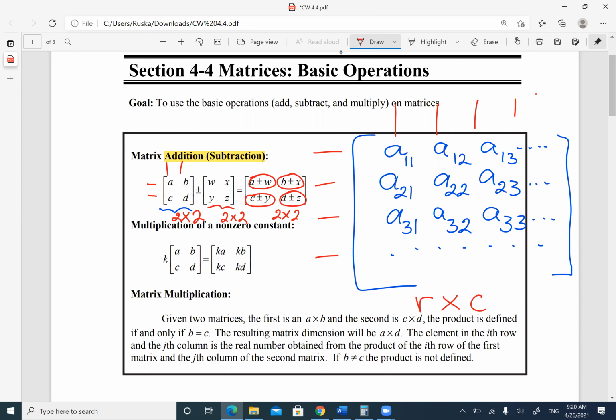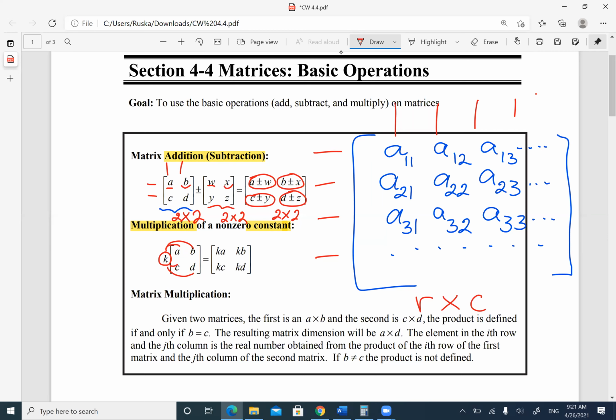So if you add or subtract, this is how the operation goes. You add A plus W, element by element. And then you add B plus X, and then you do the second row. So you're just adding them. So that's it. Now the operation of multiplication by a constant: when you multiply the number K by the matrix, you technically multiply each of the numbers by K, okay? That's how the operation goes.